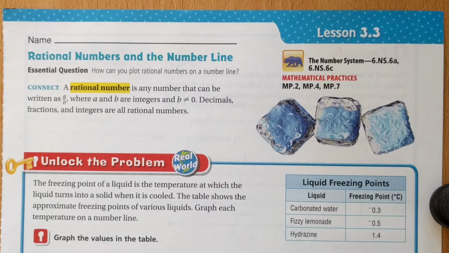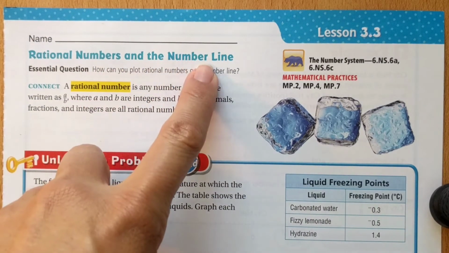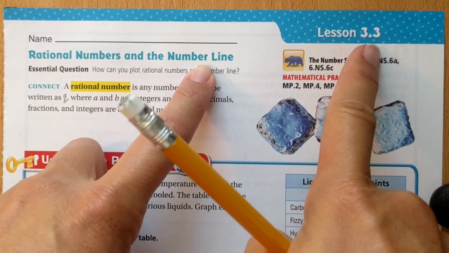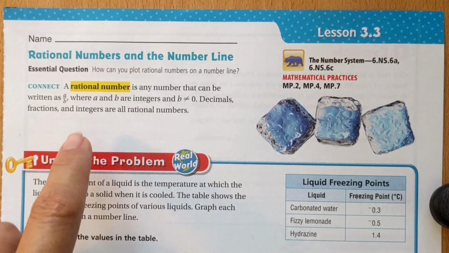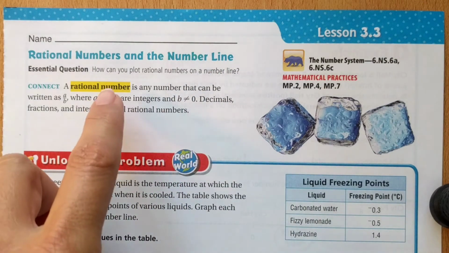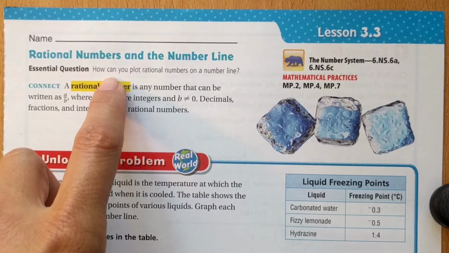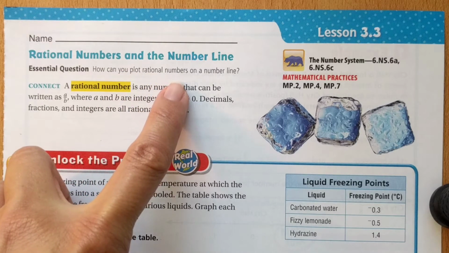Okay, today we're talking about rational numbers and the number line. It's lesson 3.3 and it is on page 109 of your big book. Our essential question is, how can you plot rational numbers on a number line?